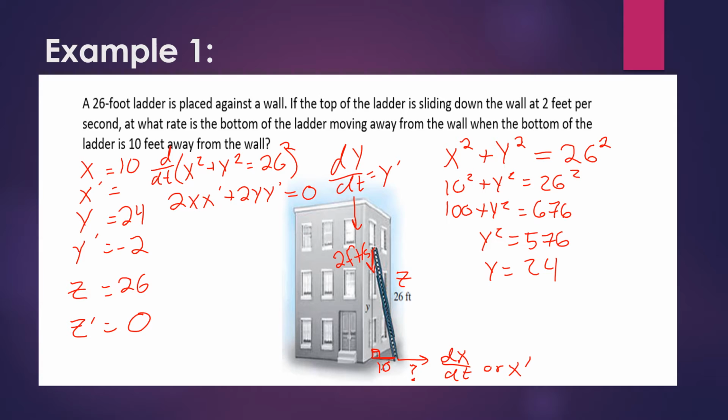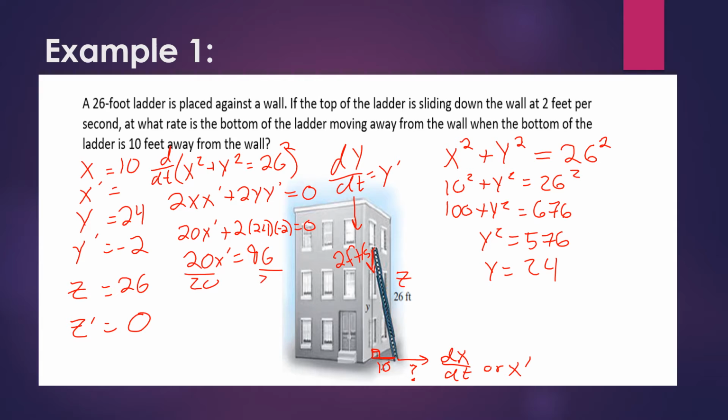Now if I take a look at my left-hand column, I know all of these variables except for x prime, and I can solve for that. So this would be 2 times 10, so this is 20x prime, plus 2 times 24 times negative 2. And this is all going to be equal to 0. So 2 times 24 is 48 times 2 should be 96. So I'm going to get that 20x prime should equal 96 if I move that over.